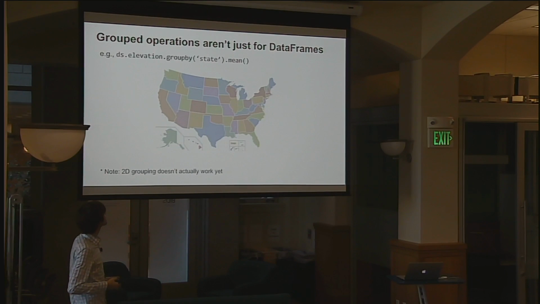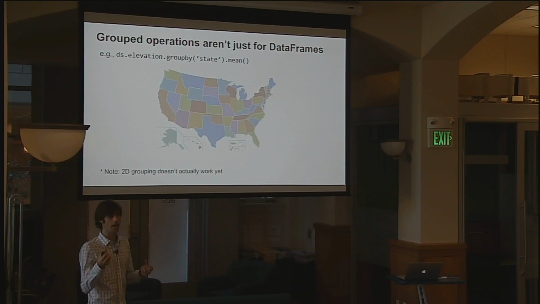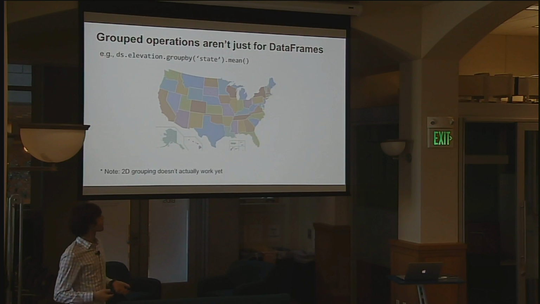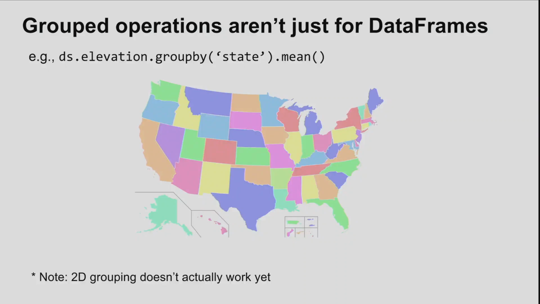And I think one of the most common analysis tricks that people do is grouped operations. So let's say, for example, I have some data set defined on a big grid. Say it's over the United States, and I have 50 states. And now I want to calculate, say, the average elevation by state. And these sort of operations also make sense on multidimensional arrays, and we can define things like this with Xray.